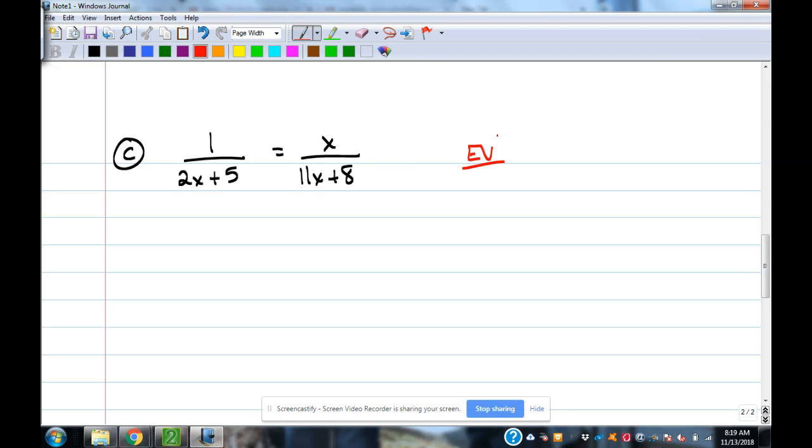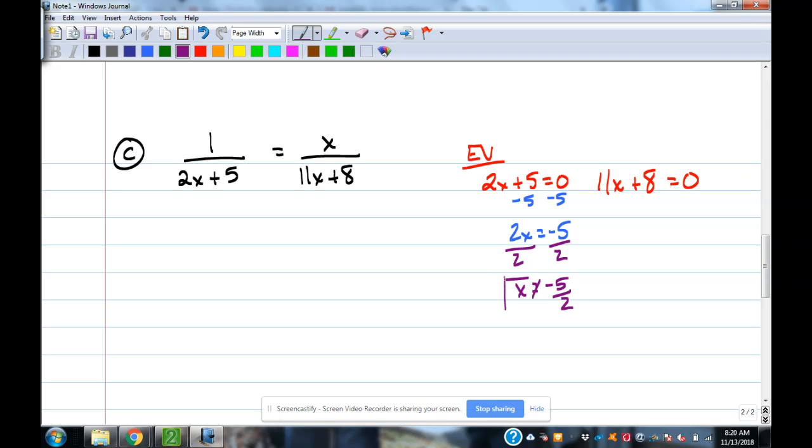So when it's a proportion like this, where you've got one fraction equal to another fraction, just go ahead and set the two denominators equal to 0 separately. 2x plus 5 equals 0. 11x plus 8 equals 0. Solve those. X is negative 5 over 2. That's one restriction or excluded value.